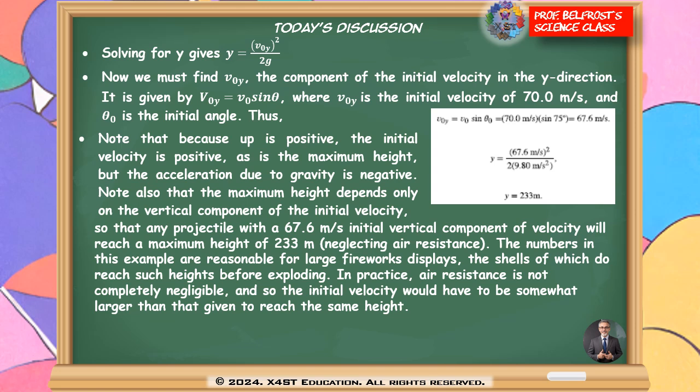So how to find v0y? v0y is v0 sin theta. That is the formula that I explained before. By using this, we obtain that y is 233 meters. Note that because up is positive, the initial velocity is positive, and s is the maximum height, but the acceleration due to gravity is negative here.